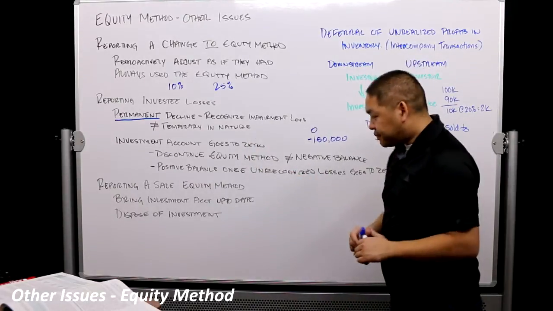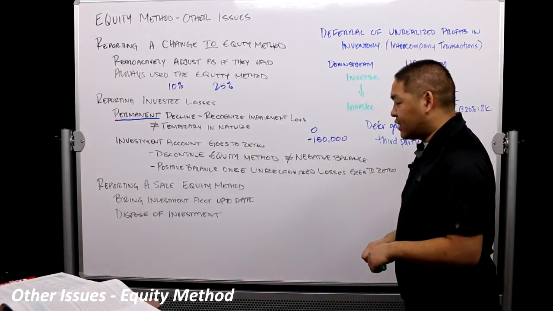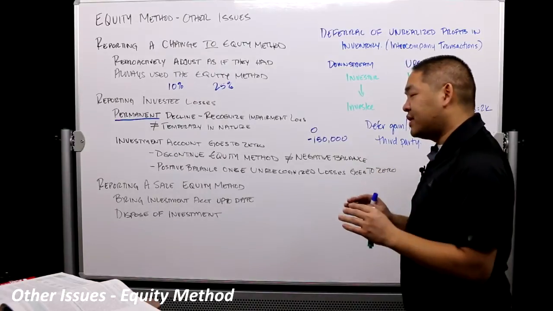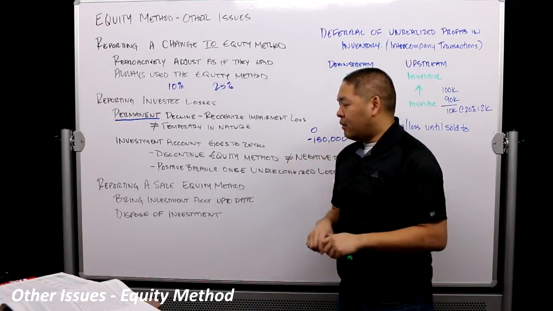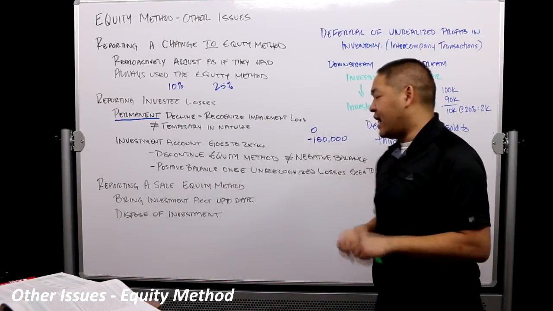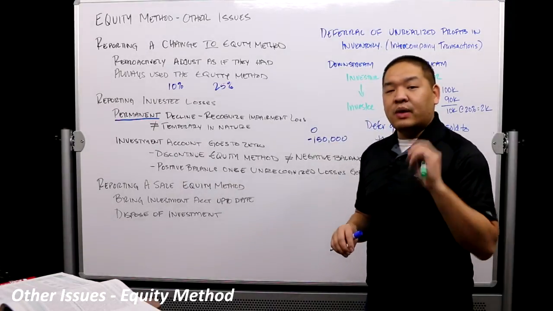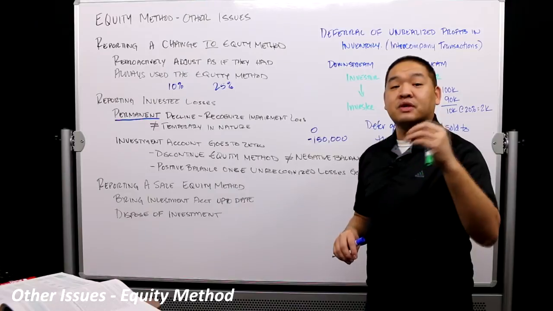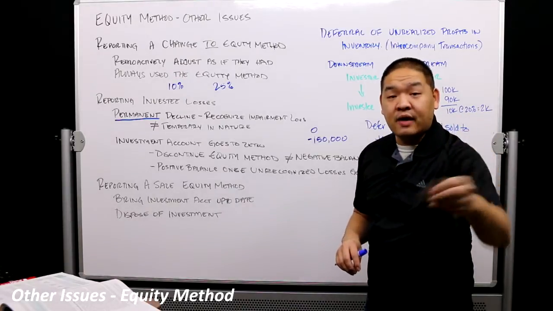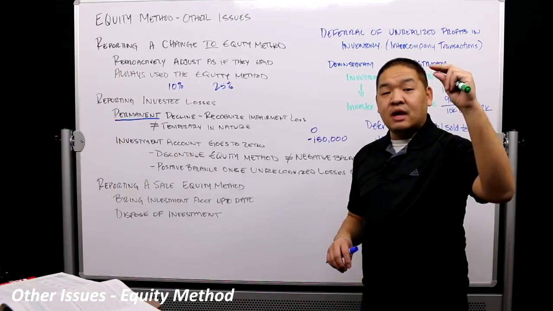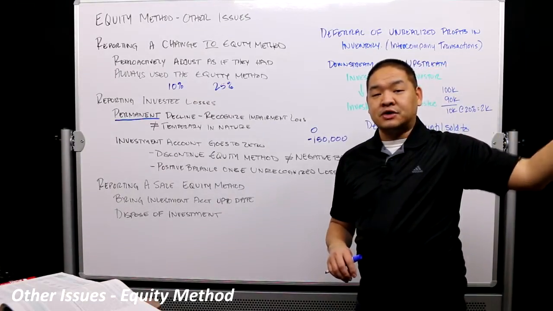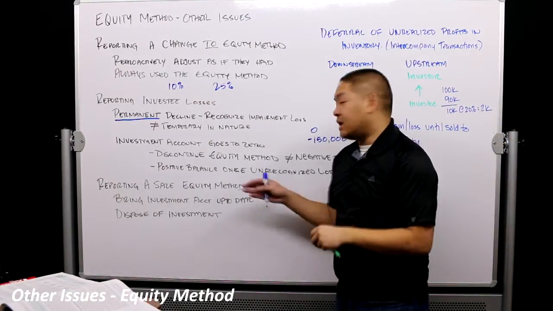Okay, third thing, reporting a sale under the equity method. Just a couple of things here. There's really not a big thing to think about, but when we're reporting a sale of an equity method investment, we've got to do everything that we would do for depreciation when selling an asset. When we sell an asset, we bring depreciation up to date, and then we report the sale, booking our gains or losses. Kind of the same thing here with the equity method.